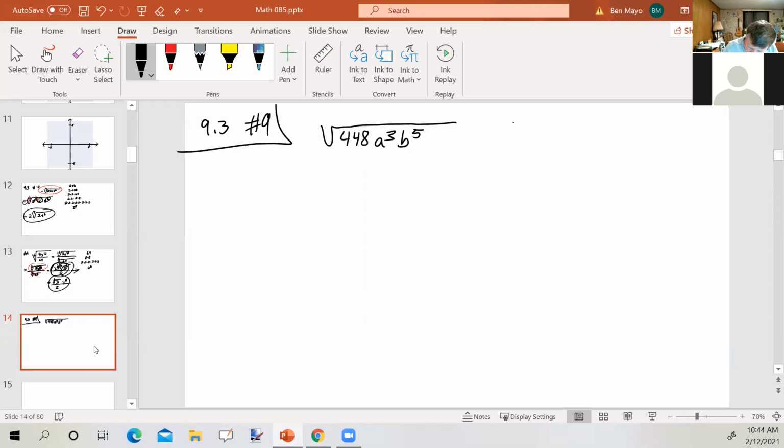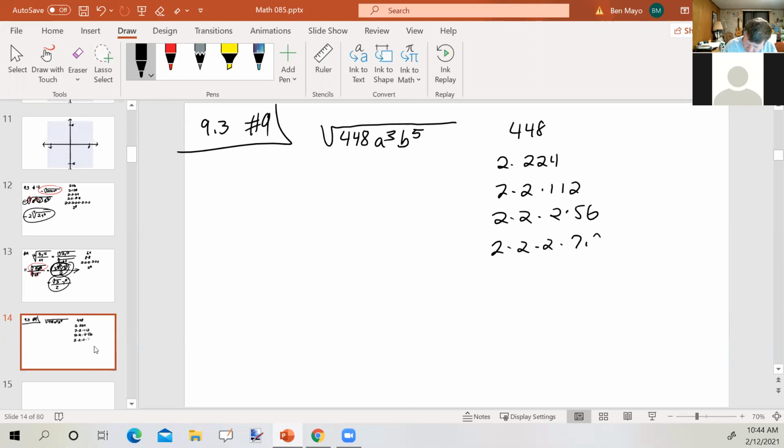All right, so first of all, let's take 448 and break it down. That's 2 times 224, which is 2 times 2 times 112, which is 2 times 2 times 2 times 56, which is 2 times 2 times 2 times 7 times 8, which is 2 times 2 times 2 times 7 times 2 times 2 times 2, which is 2 to the 6th power times 7. Okay, any questions there?